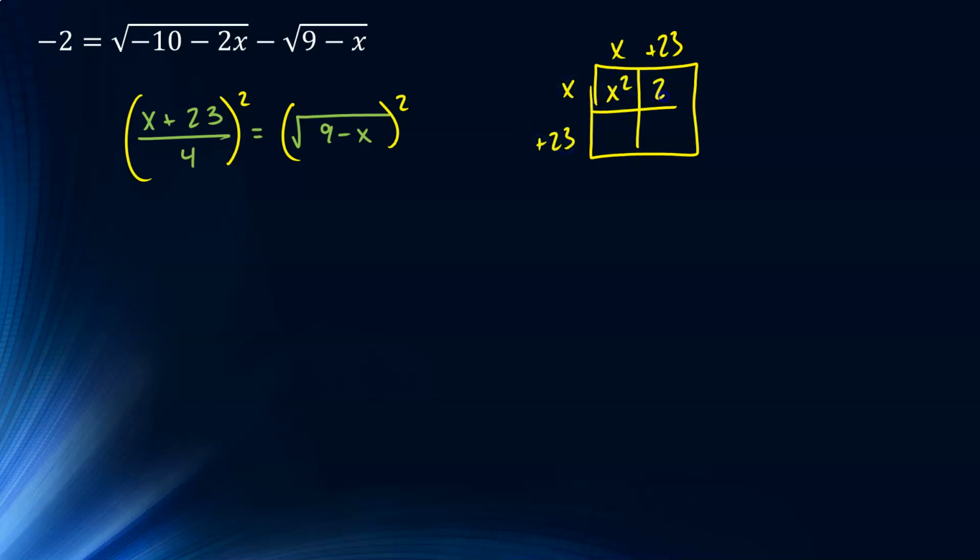So when I do that, we get x squared. This will be 23x. This will be 23x. Now 23 times 23 is going to be a big number. That's going to be 529. All right, so my numerator, when we square that numerator, we end up with x squared. Combine the 23x's. 23x plus 23x would be 46x plus 529. In our denominator, when I square that, 4 times 4 would be 16. And on the right side, we'd have 9 minus x. With me so far? Well, now we're going to multiply everything by 16.